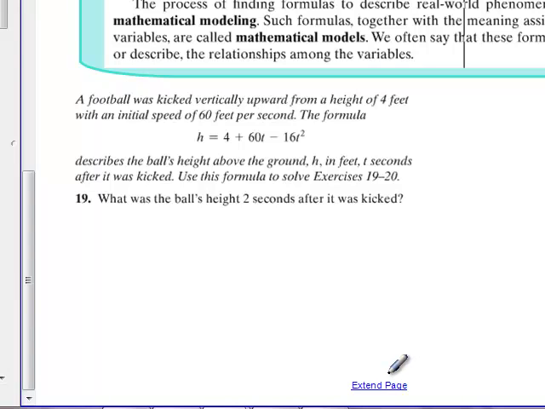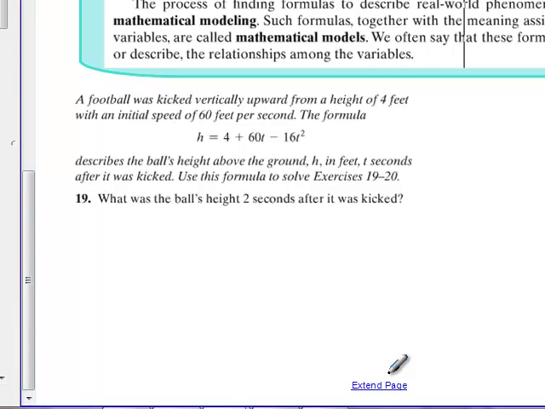So mathematical modeling is basically just word problems. It's where you're taking a situation and modeling it with a formula or a function. A football was kicked vertically upward from a height of 4 feet with an initial speed of 60 feet per second. The formula h equals 4 plus 60t minus 16t squared describes the ball's height above the ground, h in feet. So h is how high it is, in feet, and t is your time in seconds after it was kicked.